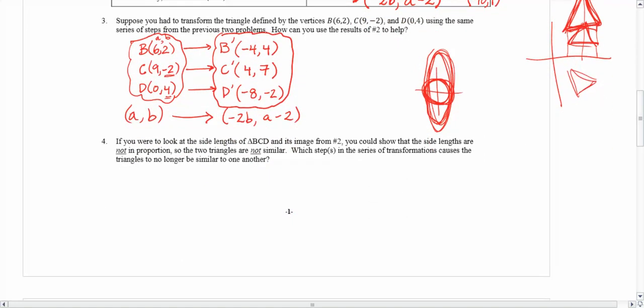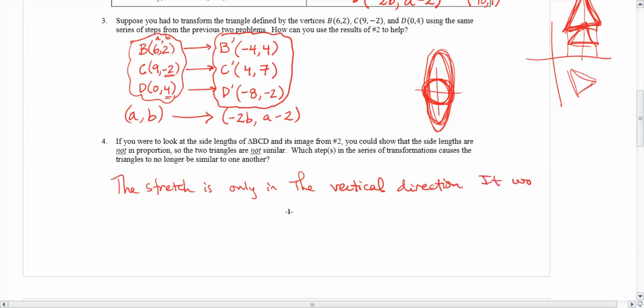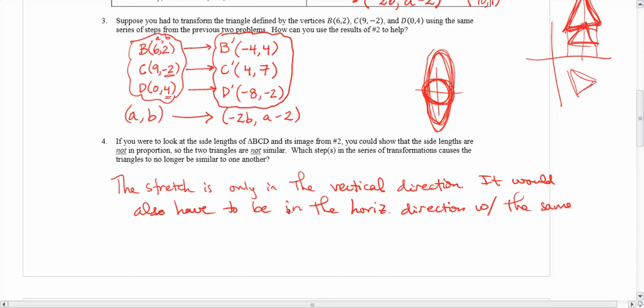So let's put that here. The stretch is only in the vertical direction. It would also have to be in the horizontal direction with the same scale factor to keep the shape similar.